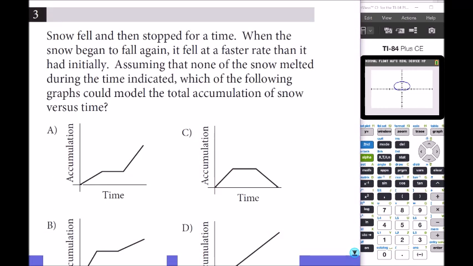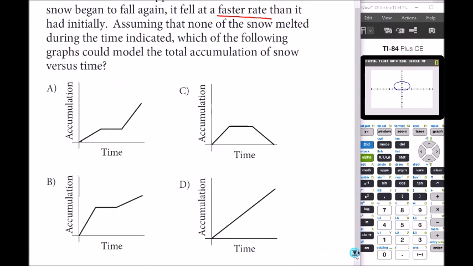Number 3: snow fell and then stopped for a while. When the snow began to fall again, it fell at a faster rate than it had initially. Assuming that none of the snow melted during the time indicated, which of the following graphs could model the total accumulation of snow versus time?